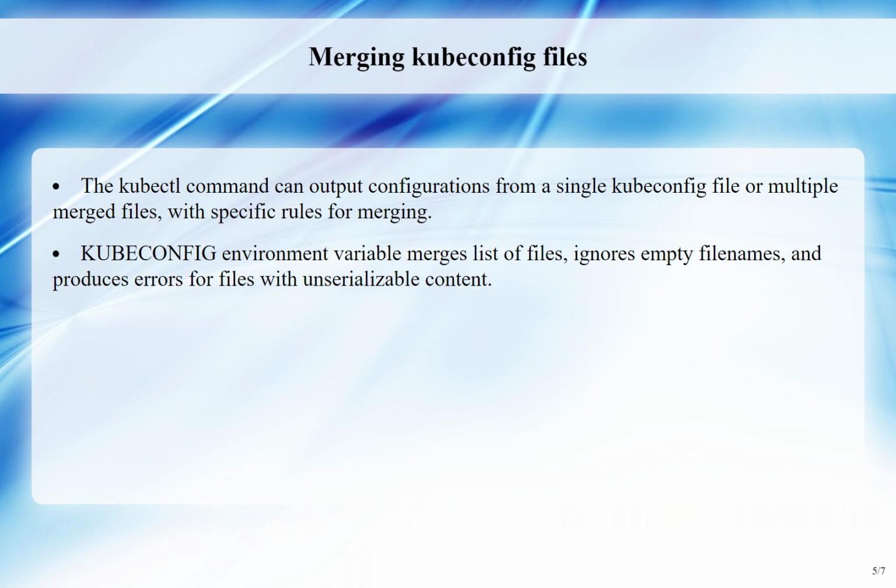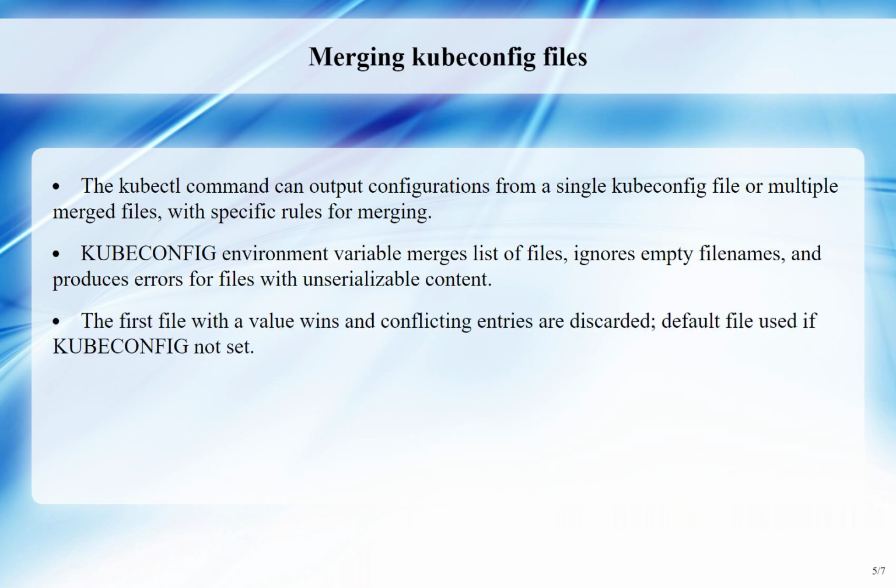Empty file names are ignored, and errors are produced for files with content that cannot be deserialized. The first file to set a specific value or map key wins, and subsequent conflicting entries are discarded. If the KUBECONFIG environment variable is not set, the default kubeconfig file, $HOME/.kube/config, is used without merging. The context to use is determined based on the context flag or the current context from the merged kubeconfig files.